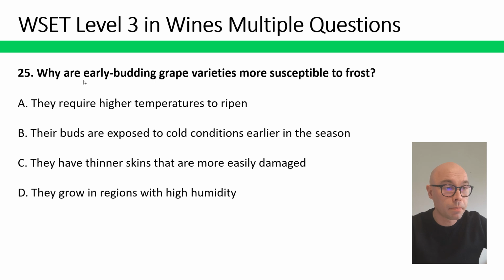Why are early budding grape varieties more susceptible to frost? They require higher temperatures to ripen. Their buds are exposed to cold conditions earlier in the season. They have thinner skin and are more easily damaged. They grow in regions with high humidity. The correct answer is B.